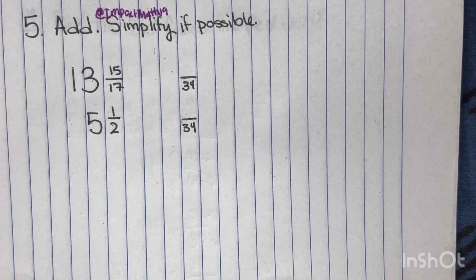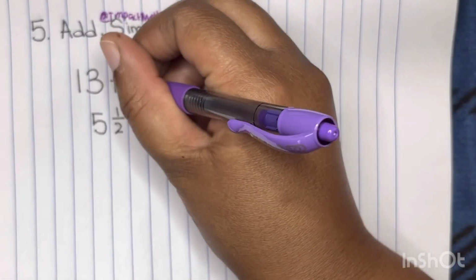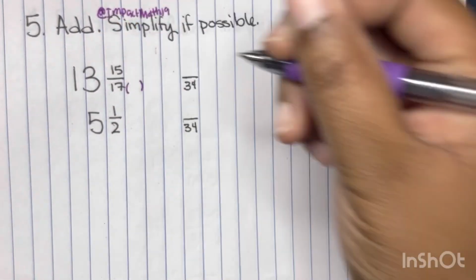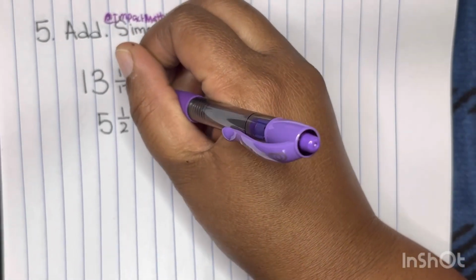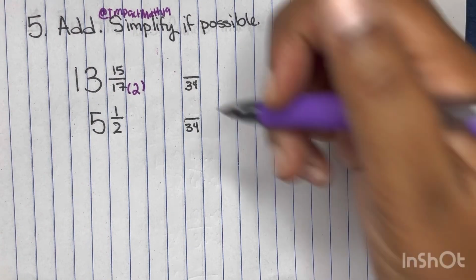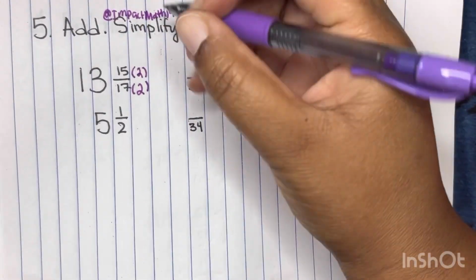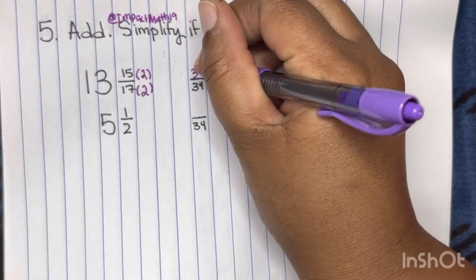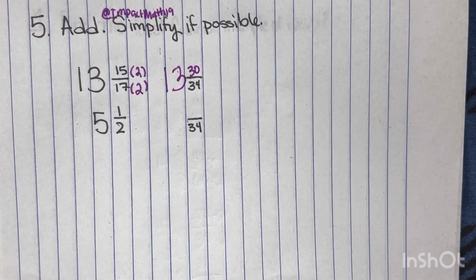So number 5 says add, simplify if possible. So we have 13 and 15/17, okay? They told us our common denominator is 34. So we're going to ask ourselves, 17 times what gives us 34? Well, 17 times 2 gets us 34. So what we do to the bottom, we also do to the top. 15 times 2 is 30. And we can carry over our whole number of 13.